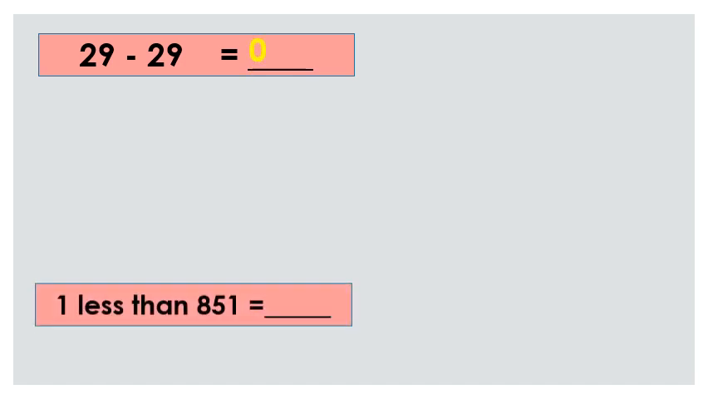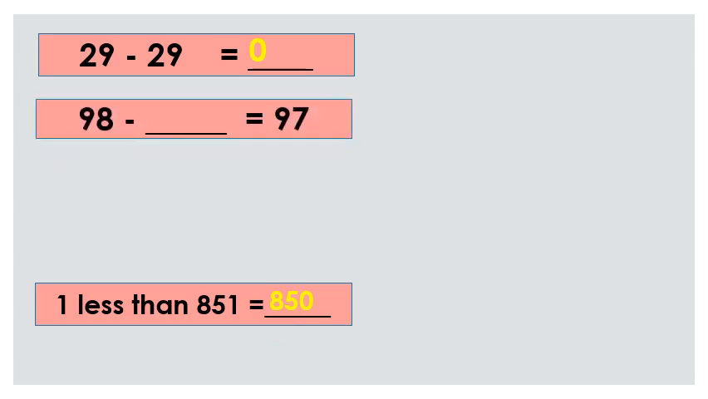The next question is 1 less than 851. It means 851 minus 1, and we will get 850. The next question is 98 minus dash is equal to 97. So what will be the answer? 1. When we subtract 1 from 98, we will get 97.